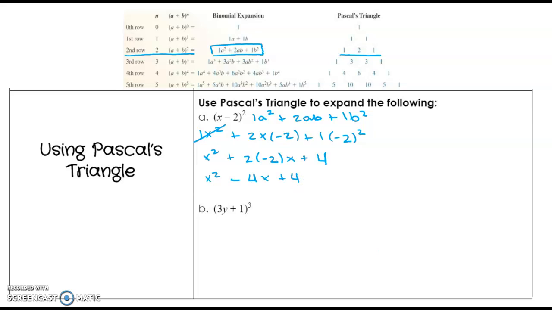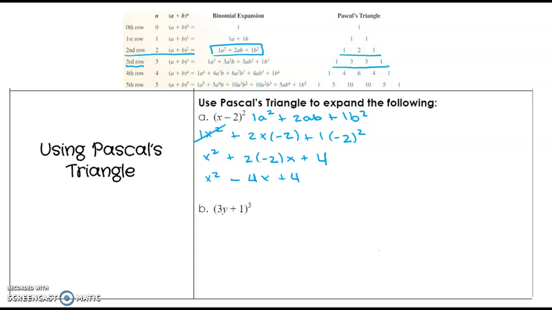So hopefully you're already seeing the value of Pascal's triangle, and maybe not when it's to the second power, but when it gets to the third power, it's extremely helpful. So let's do one with the third power. So we have 3y plus 1 to the third power. So I'm looking at this third row, and Pascal's triangle tells me that I have coefficients 1, 3, 3, and 1.